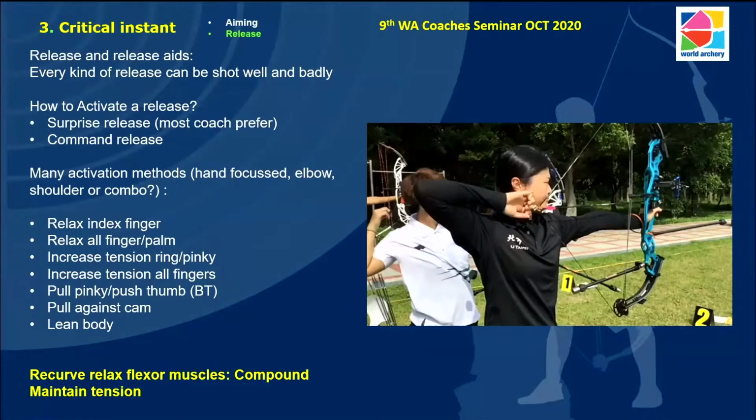Now, in each of those two styles, so that's the surprise and the command, there are different activation methods. So that is how the individual makes that release fire. It depends on the type of release they have, obviously, but for me, there's a few different styles or methods that you'll typically find. The most common would be the relaxing of the index finger that's holding the release aid. There's the relax all the fingers method. There's an increasing tension on the ring and pinky fingers, so the smaller digits. There's increasing tension on all the digits and more push and pull. There's athletes that will actually lean their body and use that sort of body positioning.